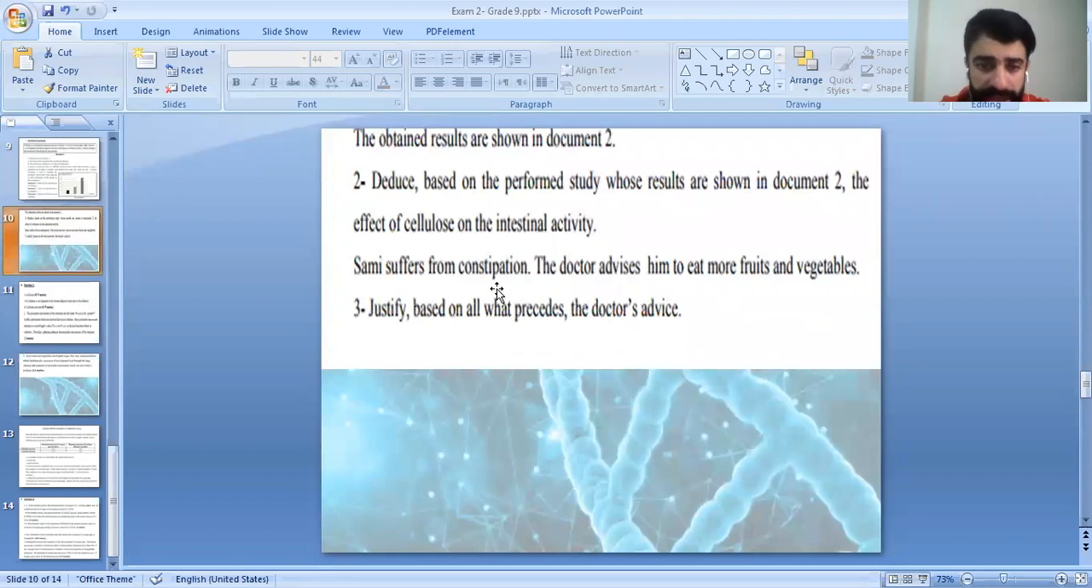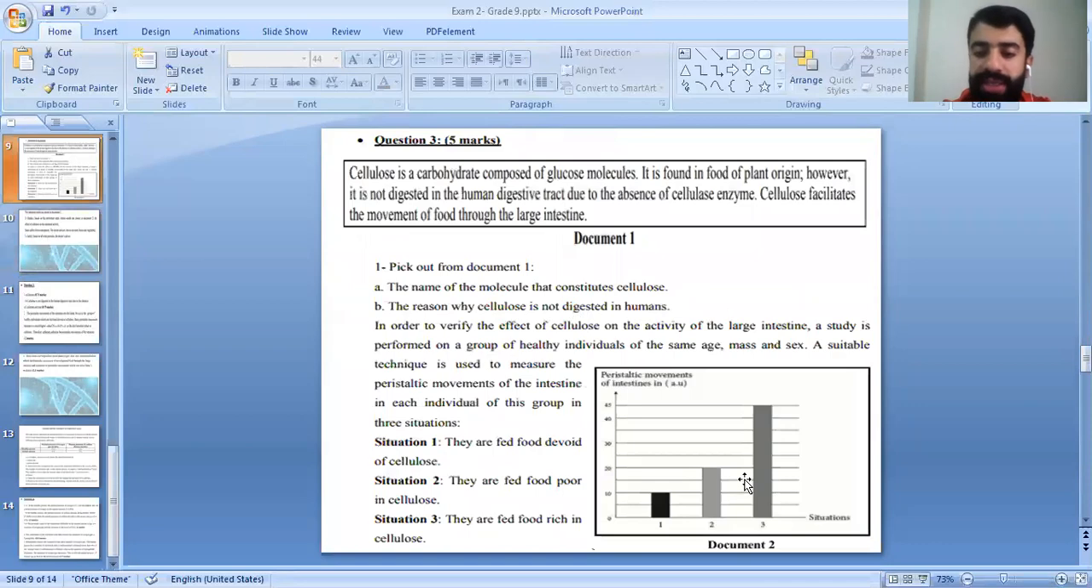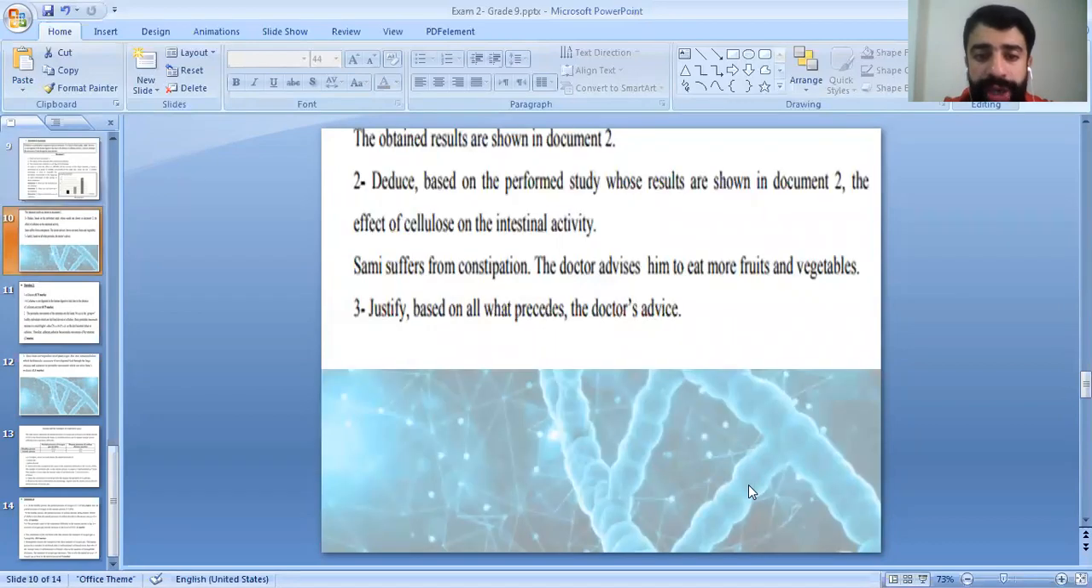Sammy suffers from constipation. The doctor advised him to eat more fruits and vegetables. Justify, based on what precedes, the doctor's advice. Why does the doctor advise him to eat more fruits and vegetables? Because they are food of plant origin, so they contain cellulose. Cellulose, as shown in this histogram, facilitates the peristaltic movement of the intestine, so it helps the movement of the food to the large intestine and helps Sammy to get rid of this problem, which is constipation.